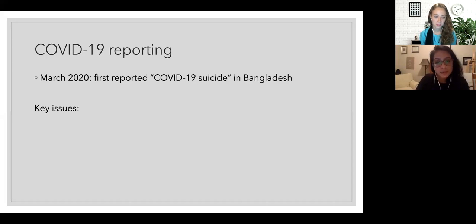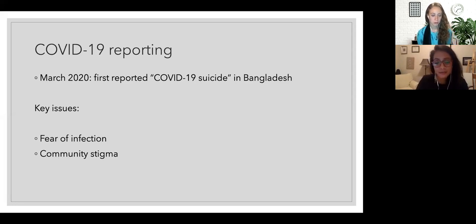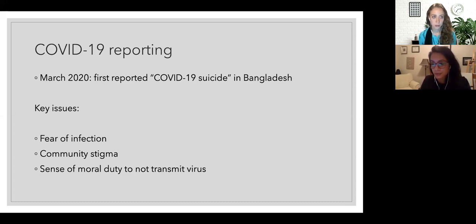Some key issues that we see with this report and this incident are that there was a very intense fear of infection. There was a lot of social avoidance, attitudes, and prejudice by others in his village. There was a huge amount of community stigma, which we've been talking about, that applied pressure. And we suspect that there was a sense of moral duty to ensure that he did not pass the virus on to anyone else in his village or in his community. It's important to recognize this was very early on, so the amount of information that we had was still very low.